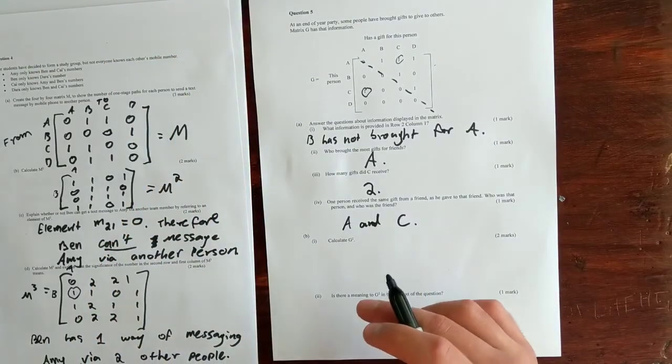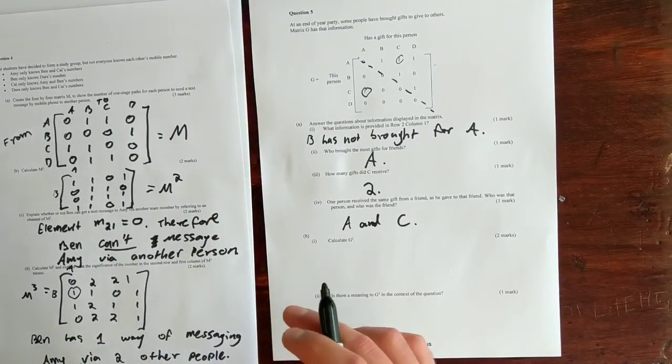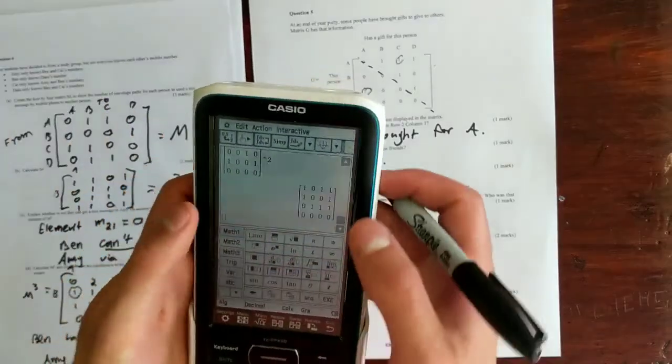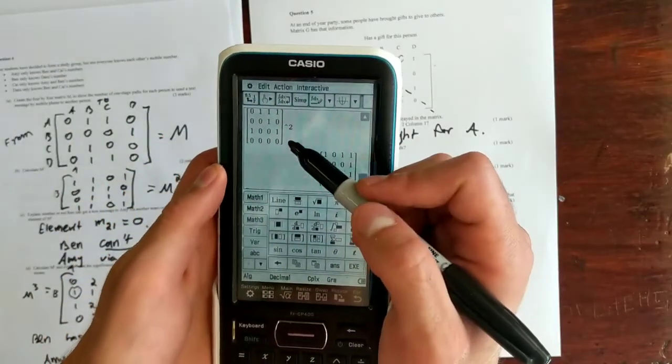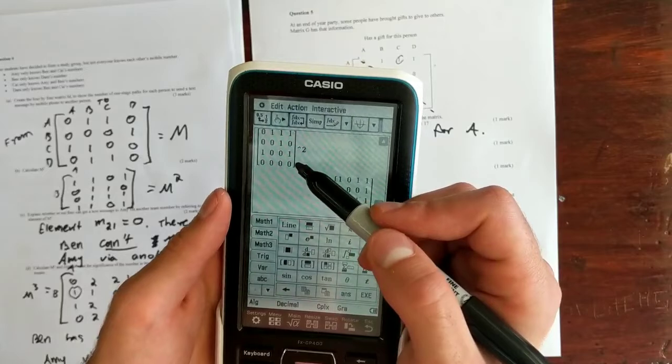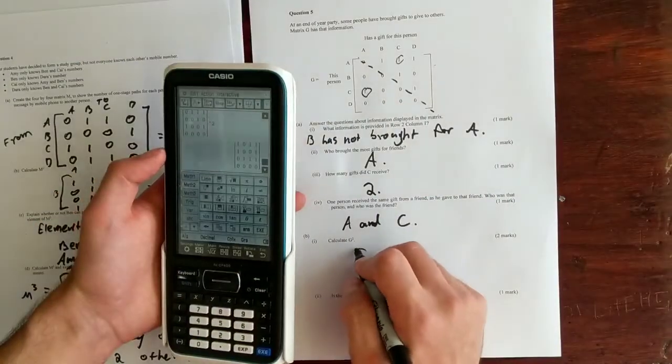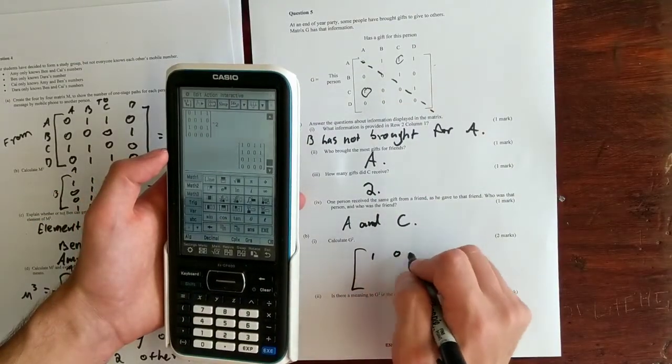Calculate G squared. So again, I've put this into my calculator already. I've put in the matrix G and squared it, and it's going to give me this matrix here.